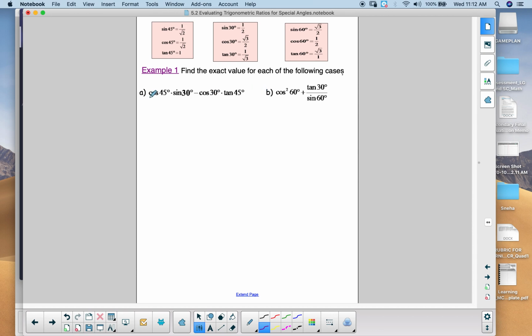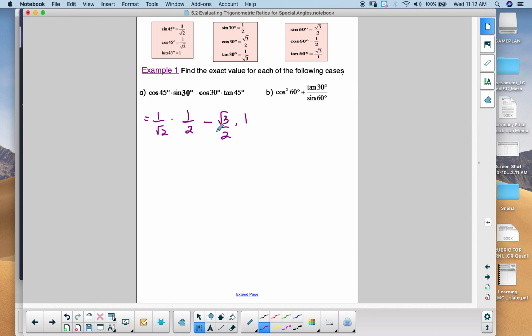So what is the answer if you wanted to do cos 45 times sine 30 minus cos 30 times tan 45? Cosine 45, we can see from here, is 1 over root 2, multiplied with sine of 30, which is 1 over 2, minus cosine of 30, which is over here, root 3 over 2, times tan of 45, which is 1.